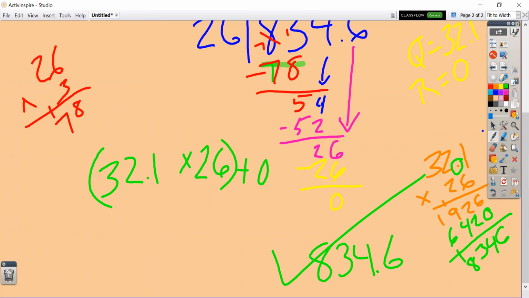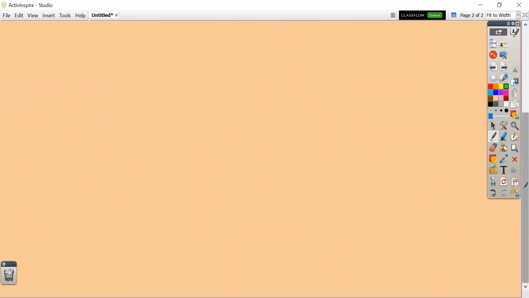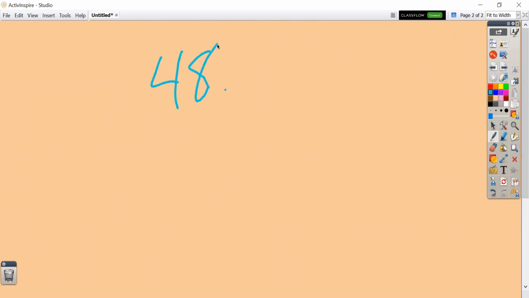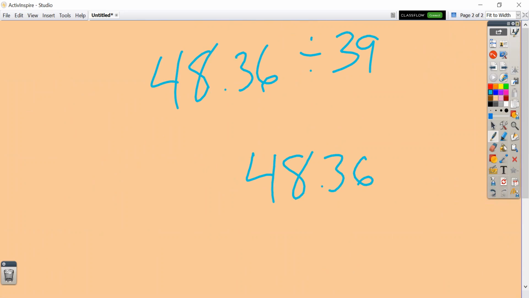This time the problem will go into the hundreds, and we'll work from there. And then we'll go to our problem set. So let me clear this, and let's get rolling with this. Let me scroll up so I make sure I have enough room on my page. And this time we're going to work on 48 and 36 hundredths divided by 39. Again, we put the dividend inside of the den.